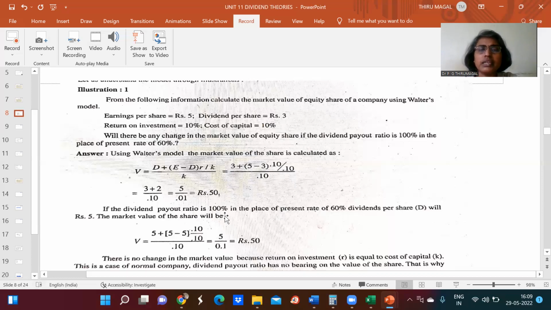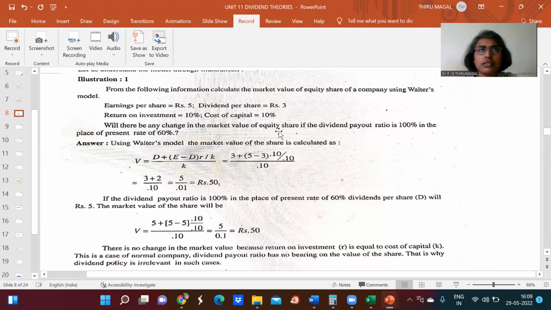Now, when the company increases the dividend payout ratio to 100%, which means from the earnings of 5, dividend per share also will become 5 because the entire earnings they want to distribute as a dividend. So in that case, what will happen to the share price? We'll check here. Dividend per share 5 plus EPS minus dividend, 5 minus 5, into R by K, 0.10 by 0.10, that is 1. Then here it becomes 0. 0 into 1 is 0 plus 5, which means 5 divided by 0.10. So that is equal to 50.